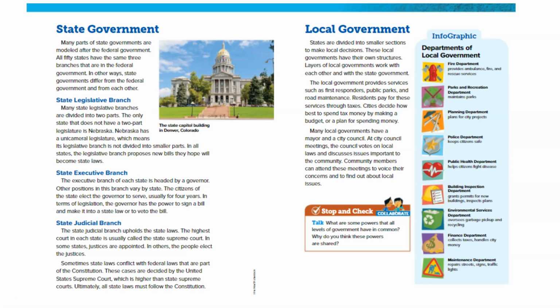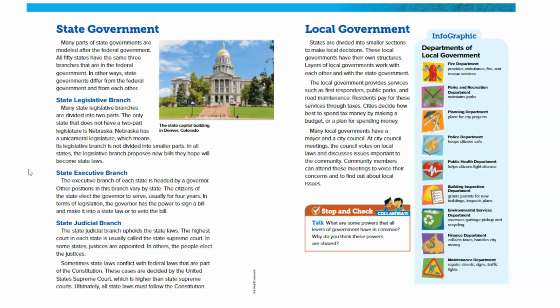Correct. They both make laws. Well, how are they different? Oh, the federal legislative branch makes laws for the entire country, while the state legislative branch makes laws for just the state. Let's focus on the state executive branch.